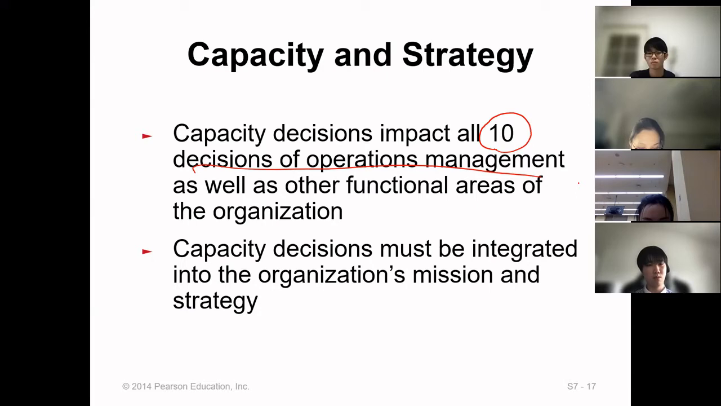Layout, we will see layout in the next 2 weeks. The capacity decision will also be important to determine where you put your facility, and it must be integrated with the company's organization, mission, and strategy. If you're a low-cost producer, you need to have high capacity. Then you find a place in which it is cheaper and low labor costs. That's why companies move their facilities. Japanese companies, many in Malaysia.